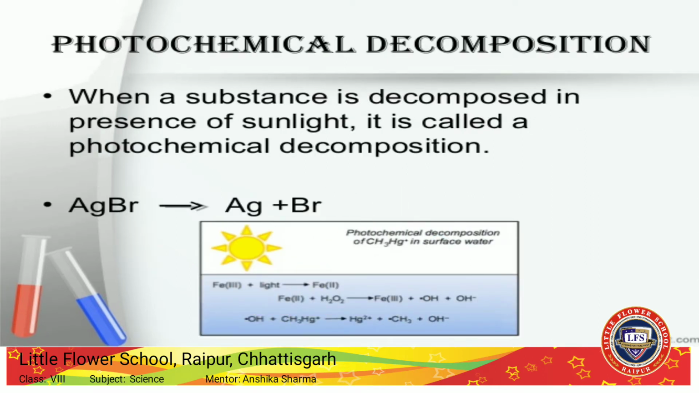Photochemical decomposition. When a substance is decomposed in the presence of sunlight, it is called photochemical decomposition. AgBr gives Ag plus Br. Photochemical decomposition works in sunlight.